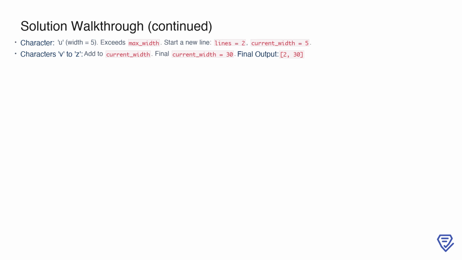As we process the first 20 characters, from a to t, we add their widths to current_width. Each addition increases current_width by 5, until it reaches exactly 100. When we encounter u, adding its width would exceed the limit, so we start a new line. This increments lines to 2, and we reset current_width to 5 for the width of u. Continuing with the remaining characters, from v to z, we add their widths to current_width, which ultimately becomes 30. The final output for this example is 2, 30, indicating 2 lines and a width of 30 for the second line.